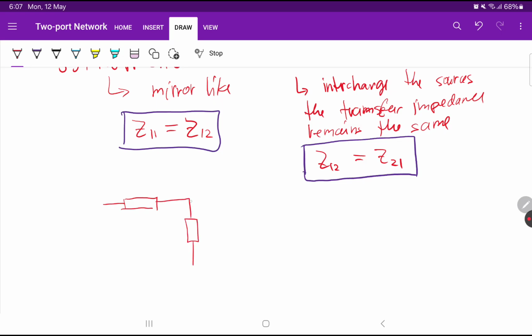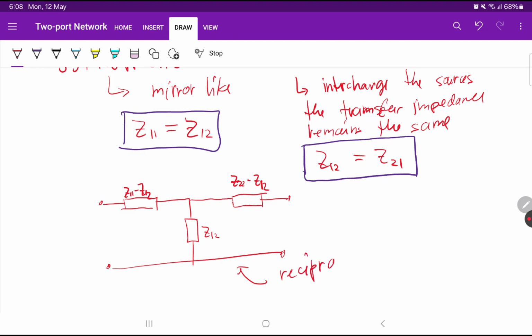So it's a T model network. This Z can be any impedance, not only a resistor, but it can be any value. It can be a complex number. Here, this will be Z11 minus Z12. Well, this one is Z12 and this one is Z22 minus Z12. So this is a T equivalent for a reciprocal two-port network. Now let's take an example to illustrate this.